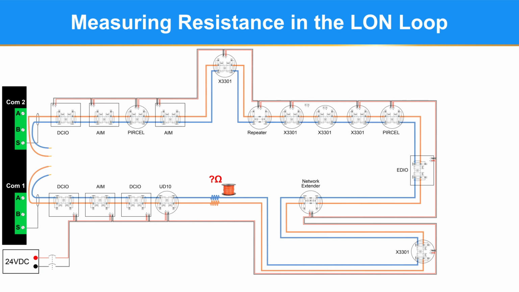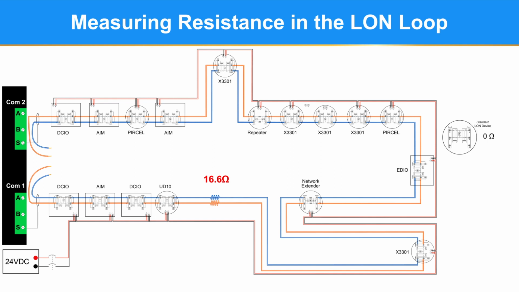First, there will be some resistance in the LON network cable. It is 18 gauge wire, which has an approximate resistance of 8.3 ohms per 1,000 feet. I was told this network is 2,000 feet long. 2 times 8.3, the resistance of the network wire is around 16.6 ohms, if I was told the right length of the network. Next, let's look at the typical resistance per device.